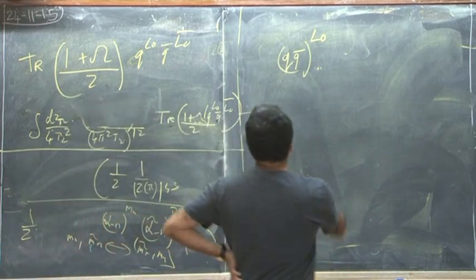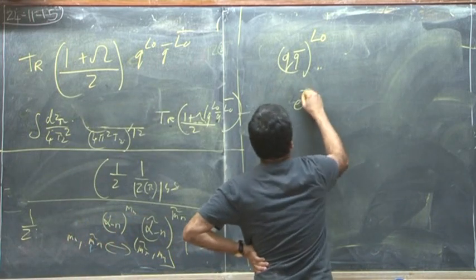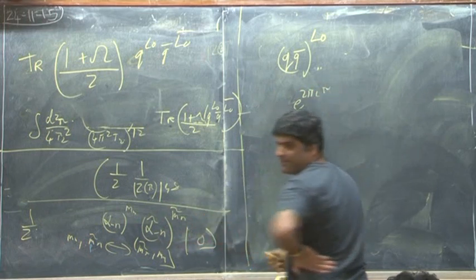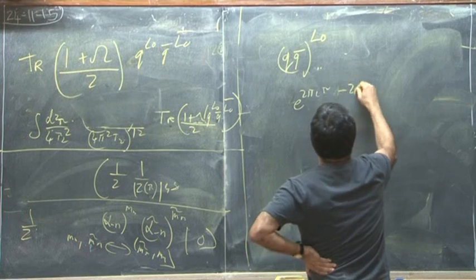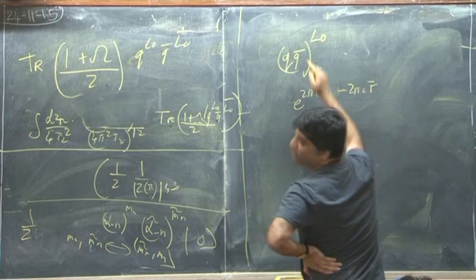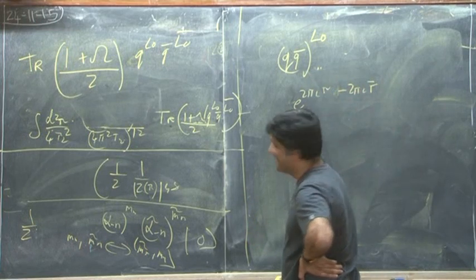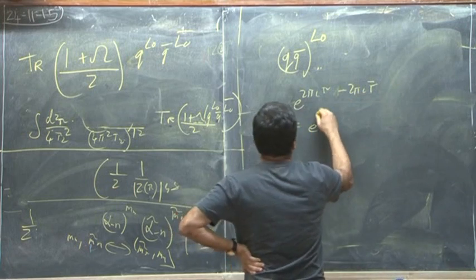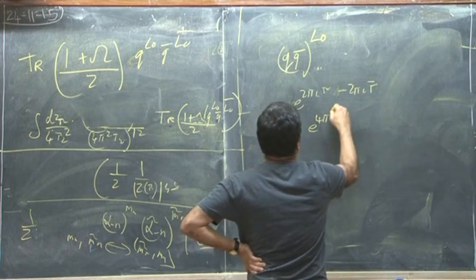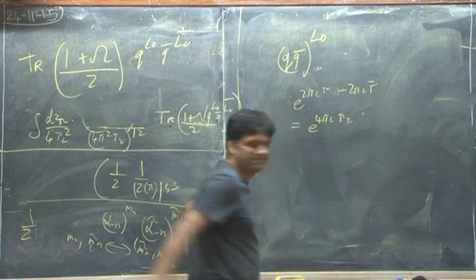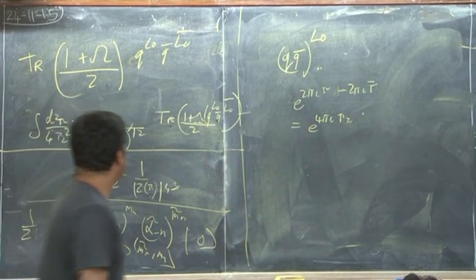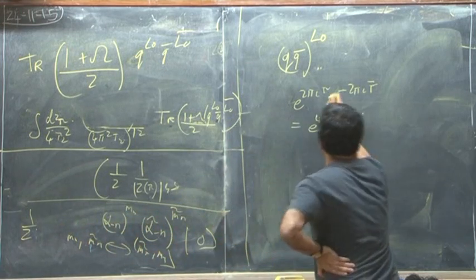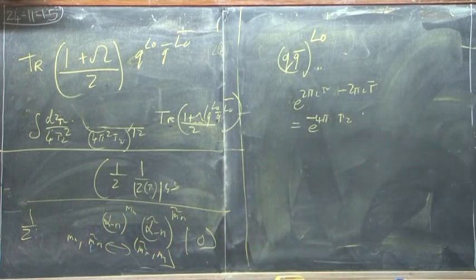Okay? Now what is q? q was e to the power 2 pi i tau. q bar was e to the power minus 2 pi i tau bar. That's q bar. So this is equal to e to the power 4 pi i tau 2, with a minus sign: e to the power minus 4 pi tau 2.